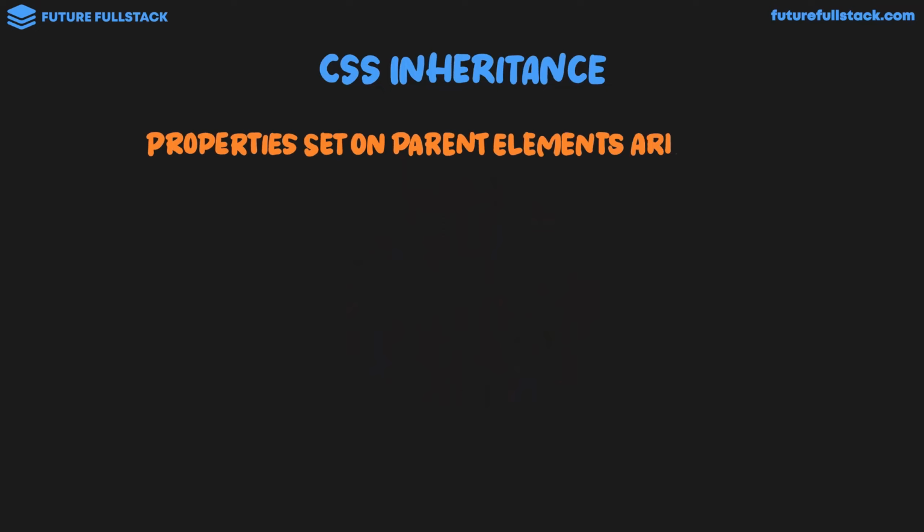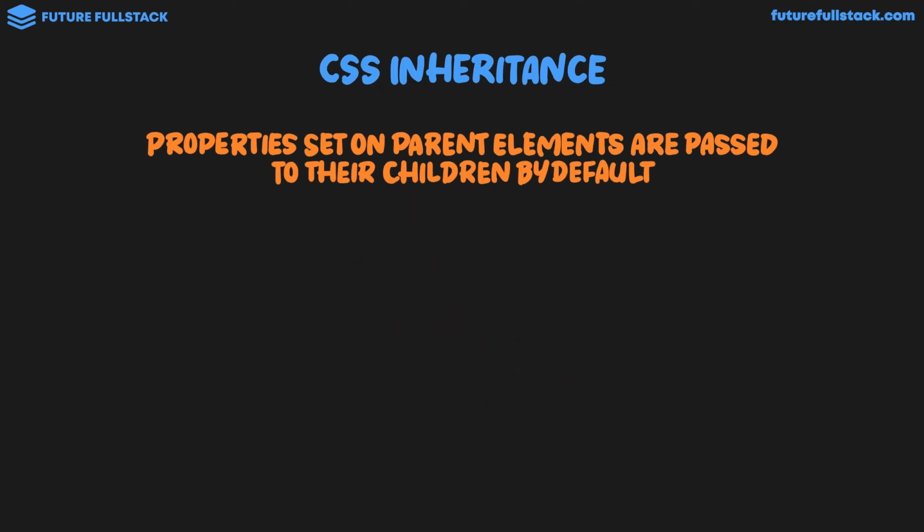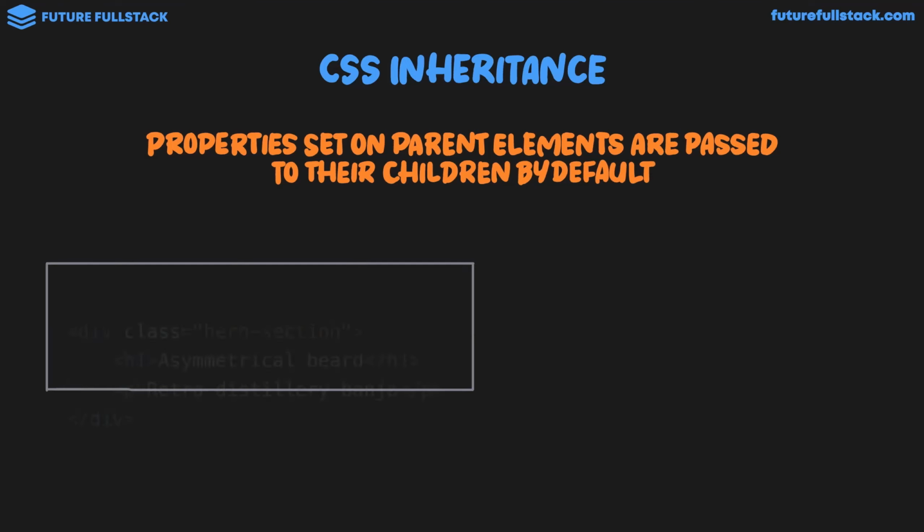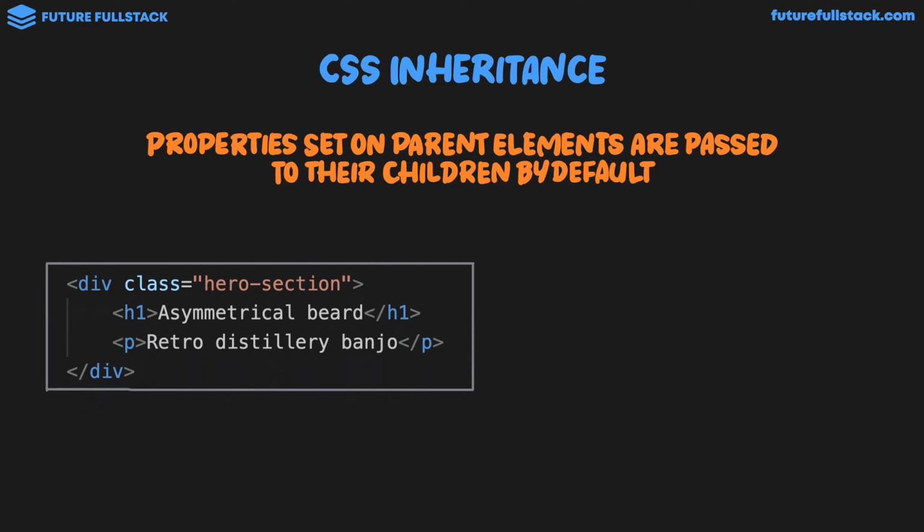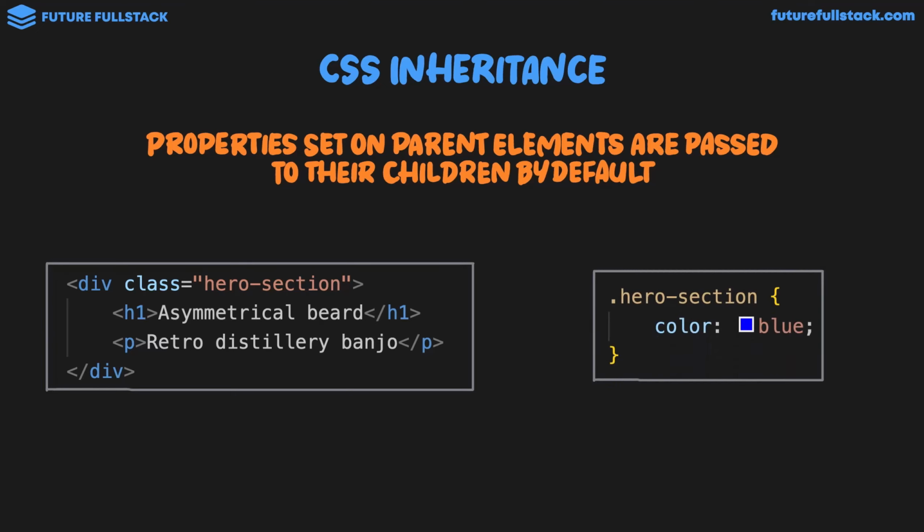So what is CSS inheritance? It's when properties set on parent elements are passed down to their children by default. Let's take a look at an example to see what I mean. We have this snippet of HTML where we have a div container element with the class hero section, and it contains a heading 1 and paragraph element. Looking now at the CSS, we've added the CSS rule color blue to the hero section.